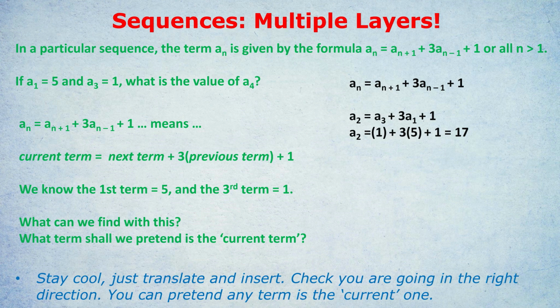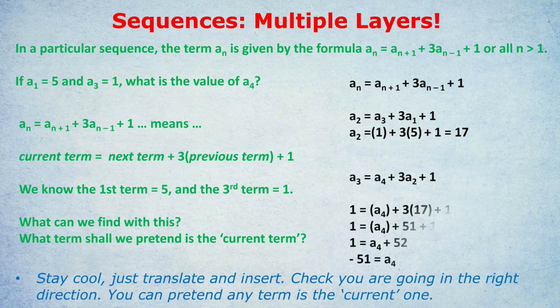So if the current term is A3, we get A3 equals A4 plus 3A2. In other words, the current term equals the next term, A4, plus 3 times the previous term, A2. We know what A2 is now, we just worked it out as 17, and the question told us what A3 is, so we can solve that to find A4. And we get minus 51 as A4. And that is indeed the correct answer.